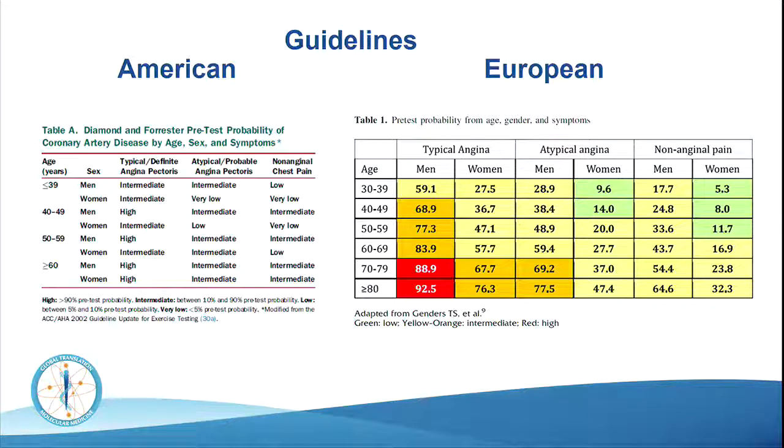The European guidelines have actually modified this and have found that the original Diamond and Forrester stratification probably overestimates risks. You can see in the European guidelines they include patients who are older, yet very few women, for example, are classified as high risk despite the inclusion of patients over the age of 70.